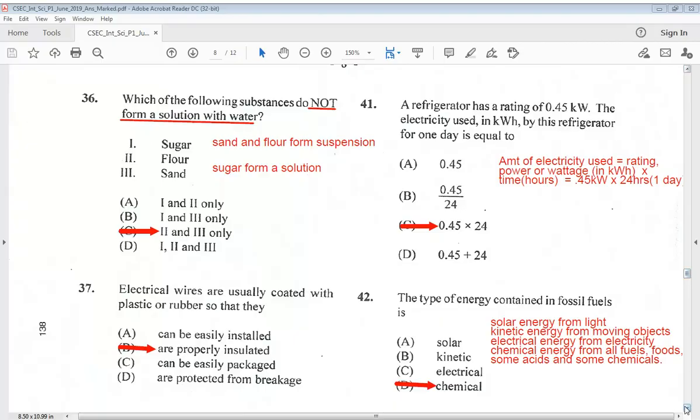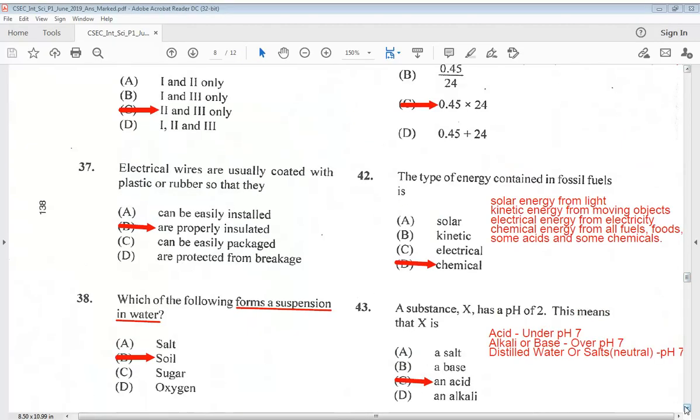42 says, the type of energy contained in fossil fuels is, we know the answer is D, chemical. Solar energy from light, kinetic energy from moving objects, electrical energy from electricity, and chemical energy from all fuels, foods, and some acids and some chemicals. So D would be our answer.